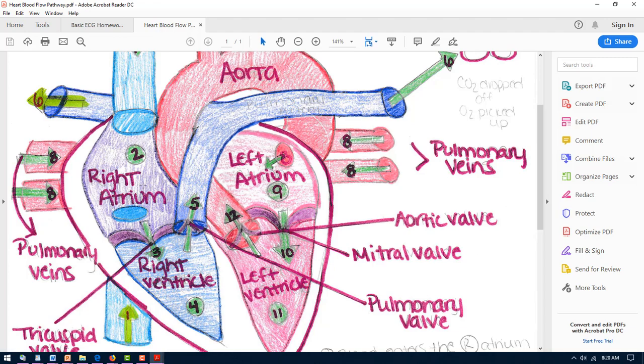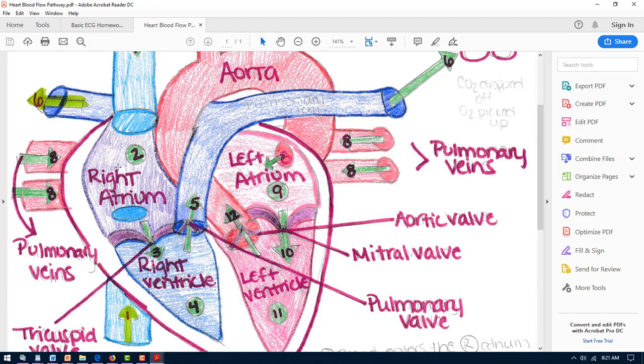So when that blood comes in here and fills the right atrium, the SA node sends off a signal that says, hey, we need to contract. So then the blood flows down to the right ventricle down here, into the pulmonary artery right here, and goes out to the lungs. From the lungs, it comes back in through the pulmonary veins on both sides, into the left atrium, down into the left ventricle, and then up through the aorta here, and then out to the body.